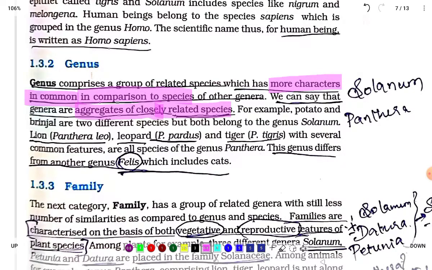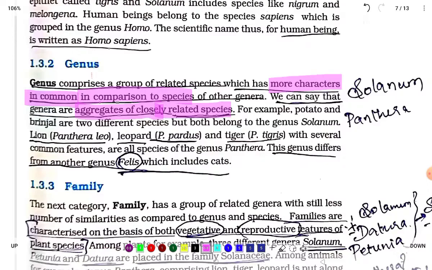For example, potato and brinjal are two different species, but both belong to the genus Solanum, and lion, Panthera leo, leopard, Panthera pardus and tiger, Panthera tigris, with several common features, are all species of the genus Panthera. This genus differs from another genus Felis, which includes cats.